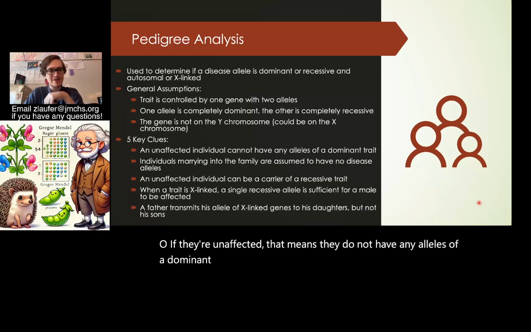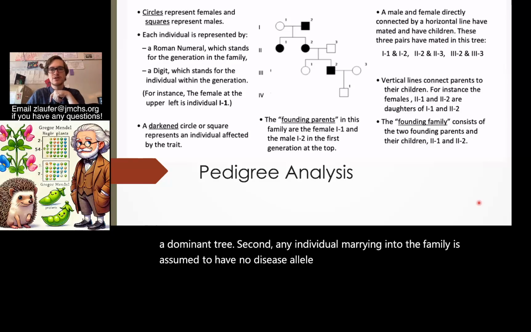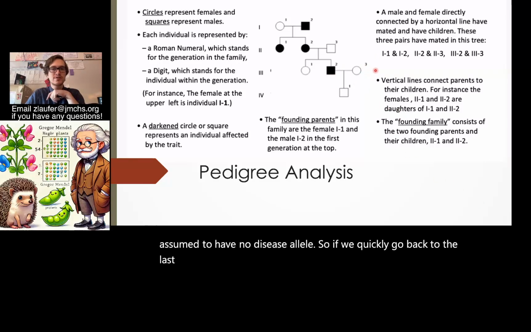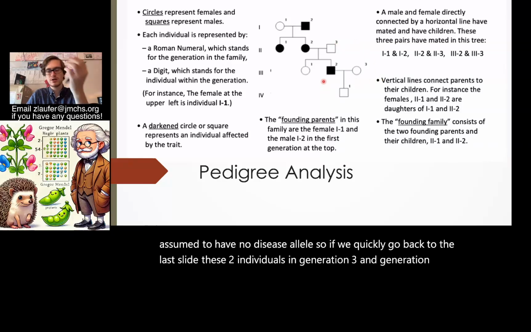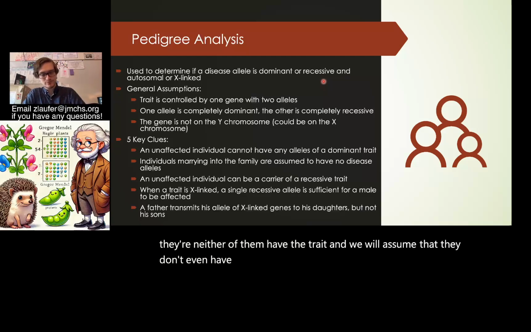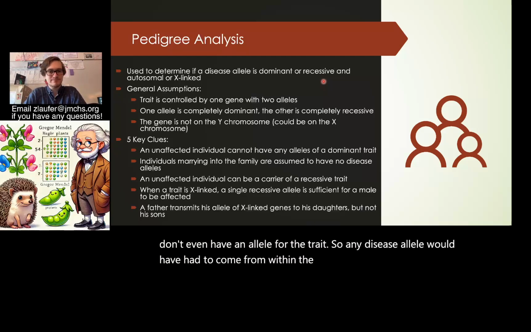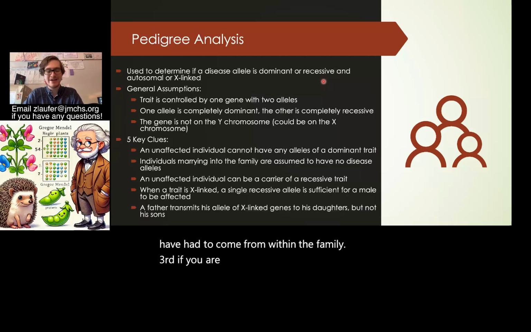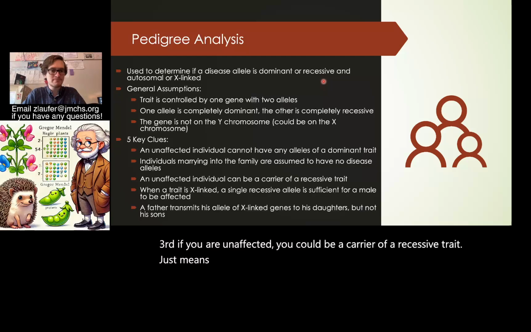Second, any individual marrying into the family is assumed to have no disease alleles. So if we quickly go back to the last slide, these 2 individuals in generation 3 and generation 2, neither of them have the trait, and we will assume that they don't even have an allele for the trait. So any disease allele would have had to come from within the family. Third, if you are unaffected, you could be a carrier of a recessive trait. That just means that your other copy is the good one.